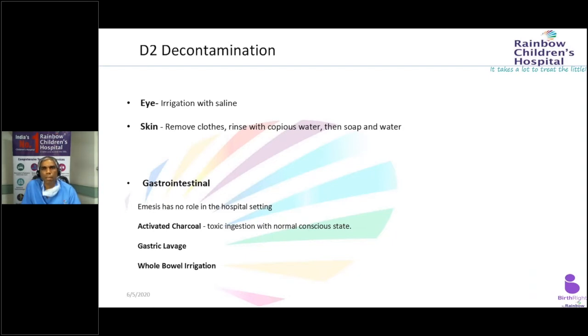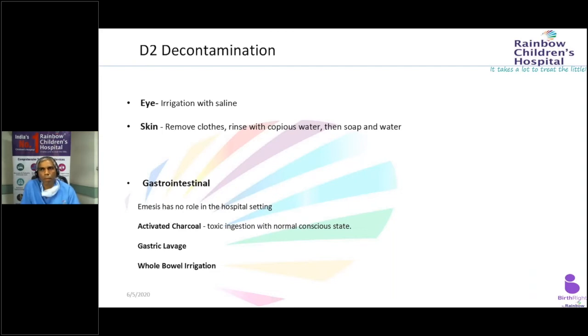The activated charcoal works in a way that it absorbs the molecules or the toxins which are water soluble. But please remember, it's not advisable when they consume corrosives or hydrocarbons, or if the child's consciousness is low, or if the child is hemodynamically unstable. Gastric lavage can be considered if the child presents within 1 to 2 hours after ingestion, and if there are no contraindications for aspiration.